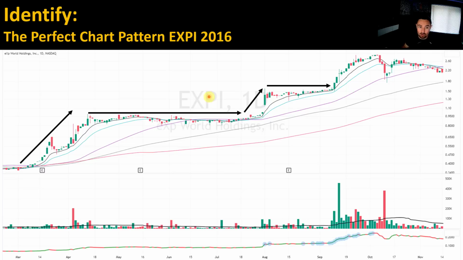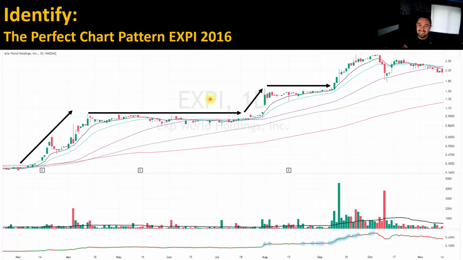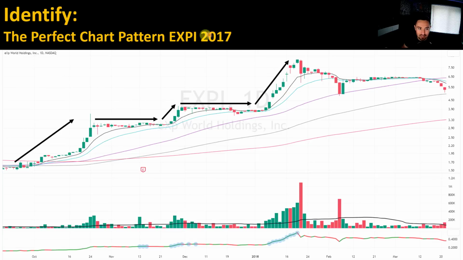Then same stock, ready? Remember what I said earlier about the behavior of the stock tending to repeat. This is then a year later. This is 2016, this is 2017. Look how similar these chart patterns look. It's the behavior, the character of the stock. Why do they do it? I don't know. They just do it. Study them.